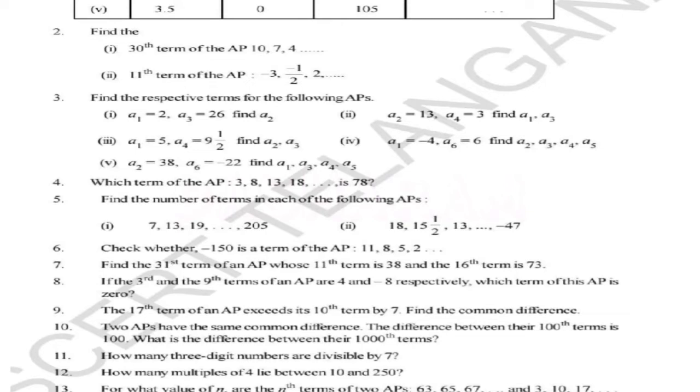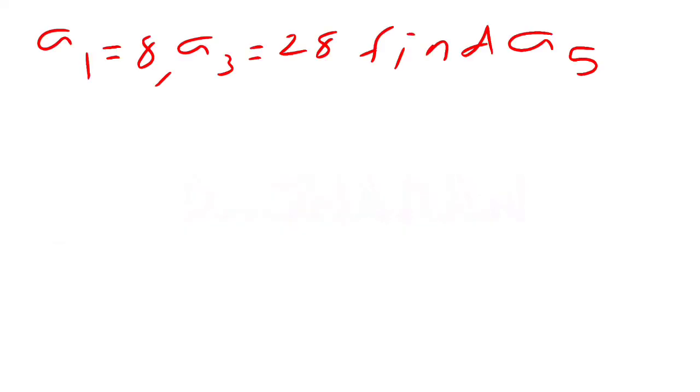So next, third bit: find the respective terms for the following APs. So observe the 5 questions. Here A1, A3 values are given, then asking for the A2 value. Next, second question: A2, A3 values are given, find A1 and A3. So these are the same type of questions. So I will take one question related to these. So here I took A1 equals 8, A3 equals 28, then find A5.